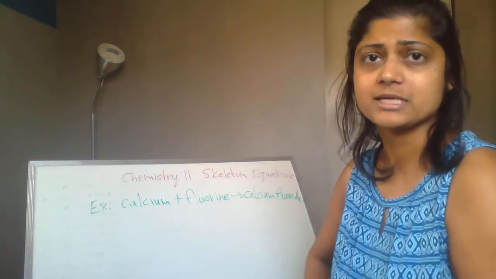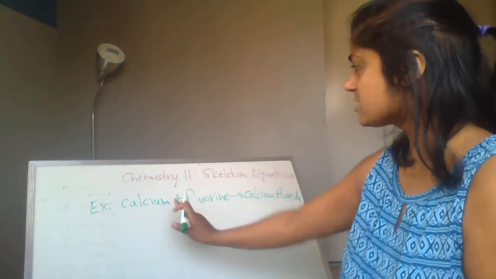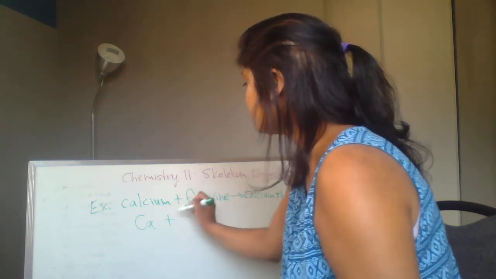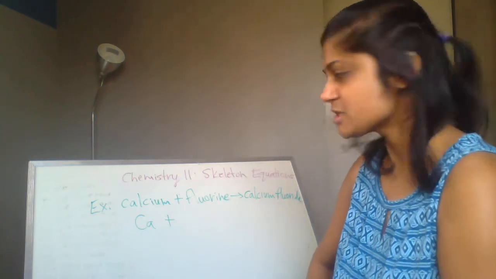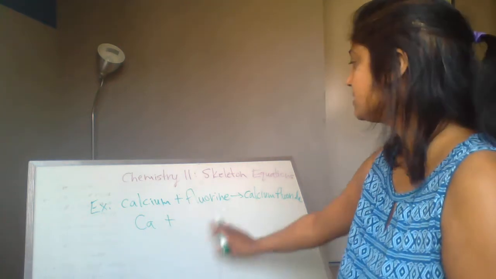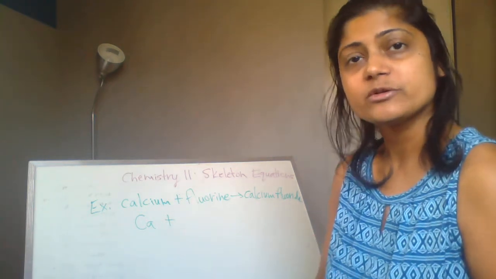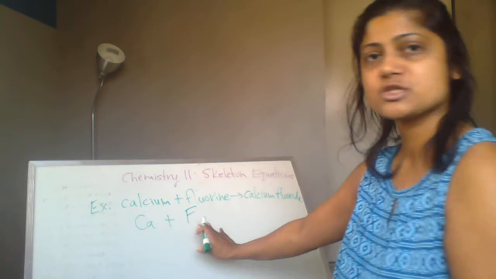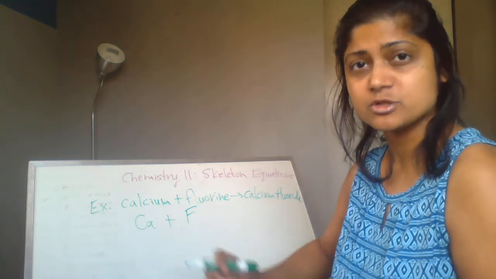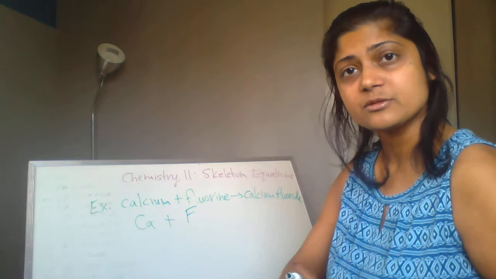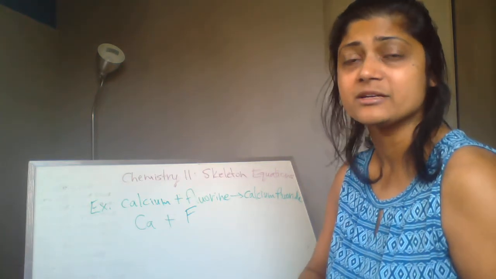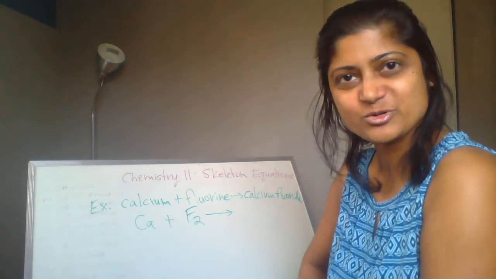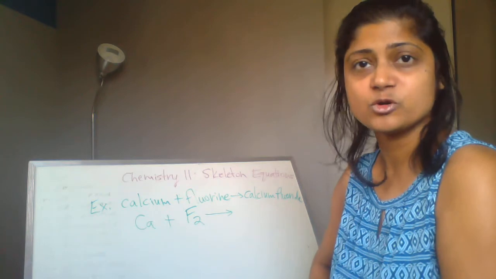What we're focusing on today is how to write the skeleton equation. So we're going to start here with calcium. You can just look in the periodic table. Calcium is Ca, so I'm going to put Ca by itself, plus the fluorine. Fluorine is also a diatomic molecule, so I'm not going to just write F by itself. Diatomic means there are two atoms of fluorine attached together to make sure that fluorine is stable in the environment. So I'm going to write F2. I'm going to draw an arrow here. It's going to form calcium fluoride.